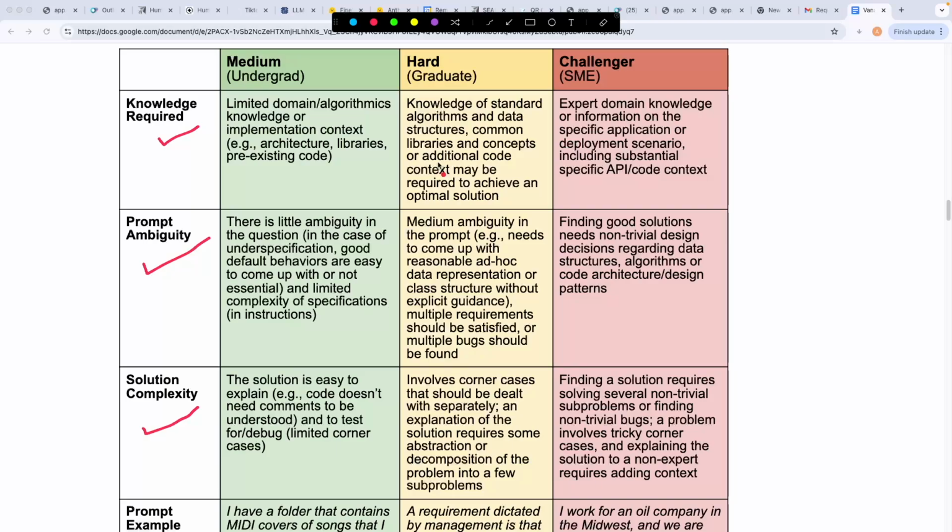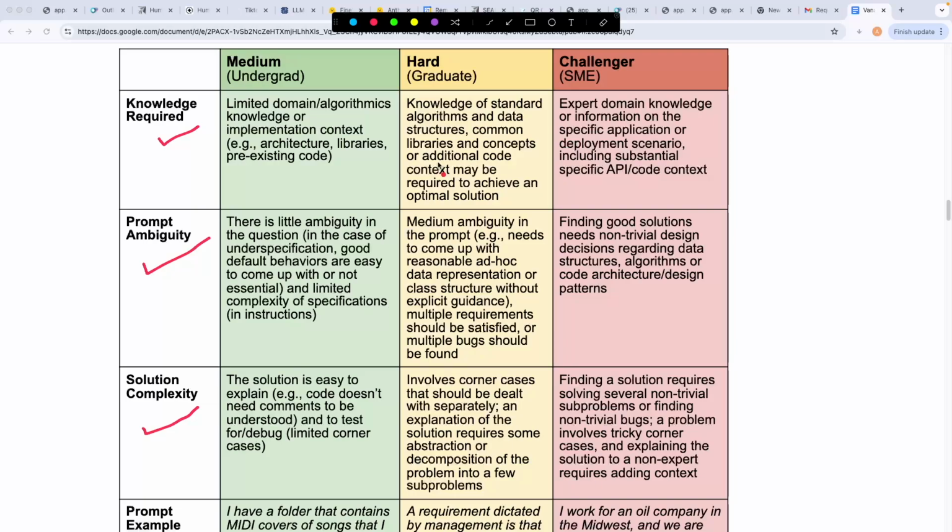A challenger level prompt is where a very expert level domain knowledge is required, or knowledge that requires a very substantial amount of API or code context. For example, a challenger level query, think of it like this. Let's say you are working in a company, you are creating some internal product for that company that uses a lot of very niche tech stacks, a lot of different types of libraries that are not available to the public. In which case, creating anything would require a lot of previous code context. This is where challenger level queries come in.